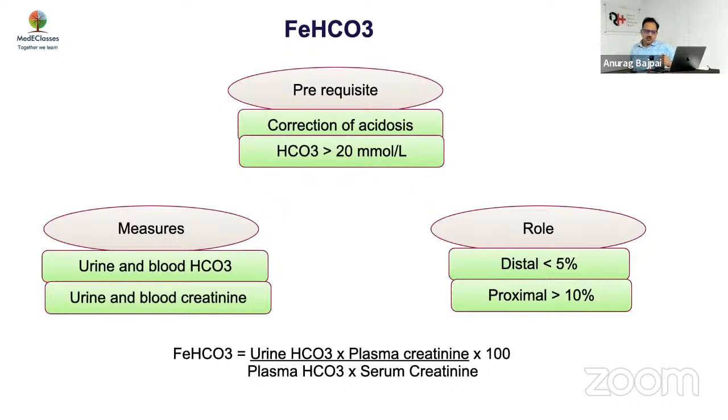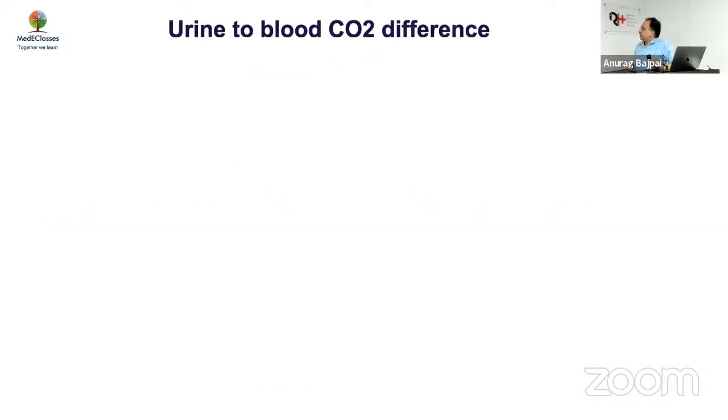So it's a good test, but should only be done when your serum bicarb is more than 20. The problem is, how will you get serum bicarb of 20 in proximal RTA? Because as soon as you start doing that, you will lose bicarb. So I would say, even if your bicarb is 18 and your Fe bicarb is high, then it is basically a proximal RTA. You don't need to wait till 20. The only issue is that at 18, if your Fe bicarb is low, you cannot exclude proximal RTA. To exclude proximal RTA, this cutoff of 20 is there.